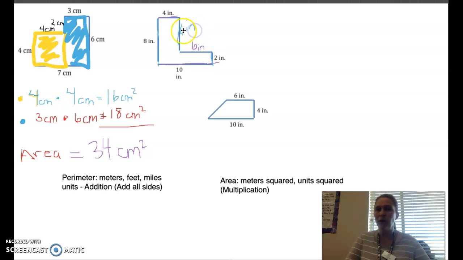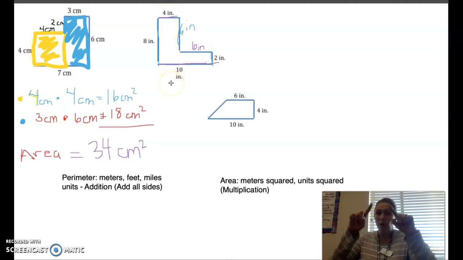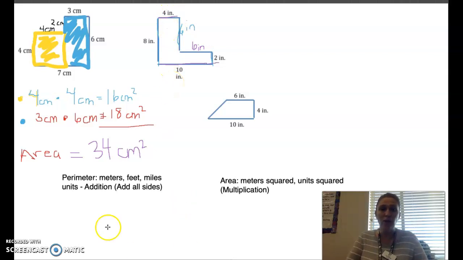So on this one, we have 8 plus 10 plus 2 plus 6 plus 6 plus 4. Remember, the perimeter is around the edge. So here's what we're finding for the perimeter. We're just going to take this side 4, add this side 6, add this side 6, add this side 2, this side 10, and this side 8. The perimeter is all of the sides added. We add all the sides.